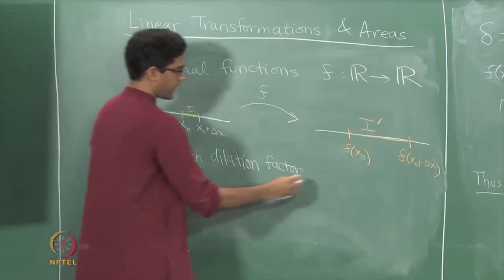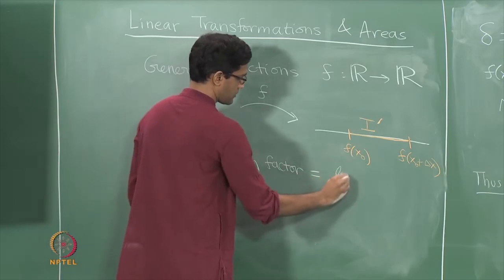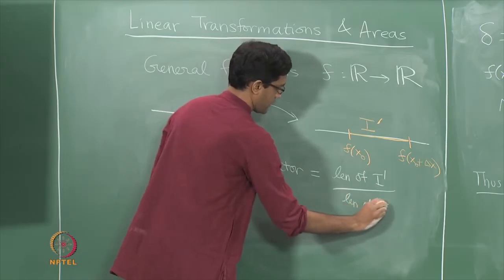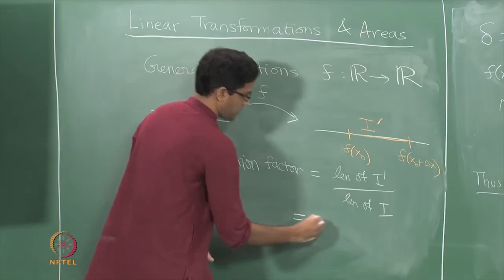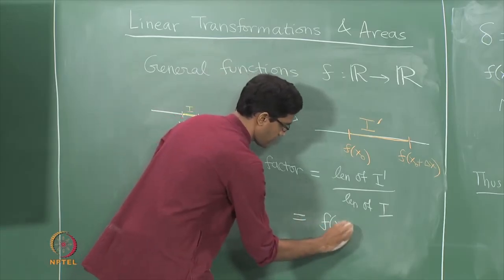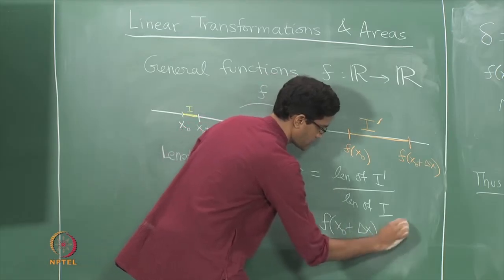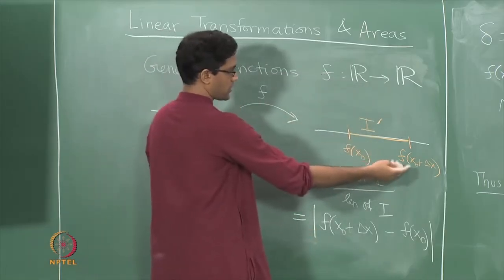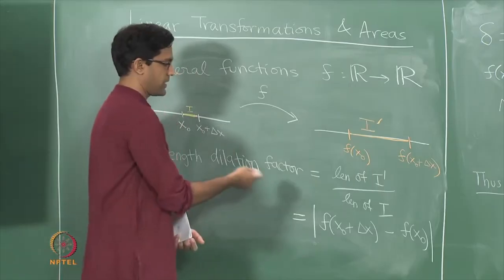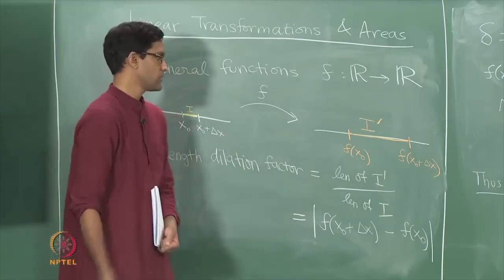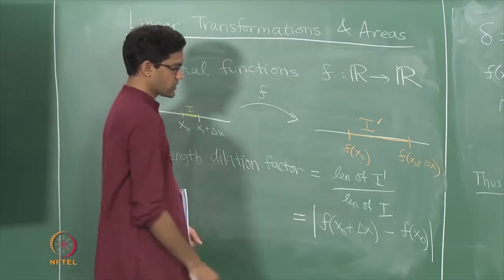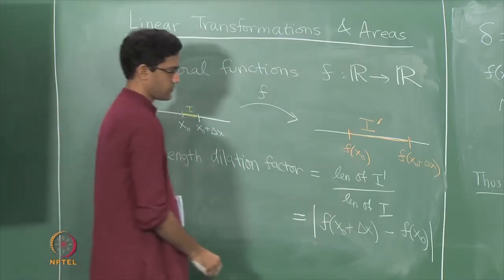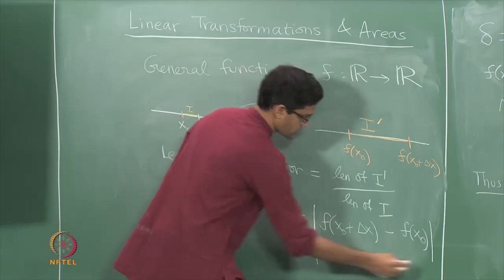From comparing I with I dash, this is the length of I dash divided by the length of I. And what's the length of I dash? It is f of x naught plus delta x minus f of x naught. Actually, I should put a modulus, because f of x naught plus delta x could be to the left of f of x naught. In my diagram I have drawn it to the right, but I don't know which way it lies. So it's the absolute value of this difference divided by the length of I. The length of I is exactly delta x. Delta x is anyway positive, so I can just put it within the modulus.